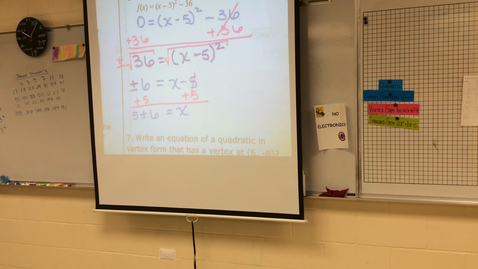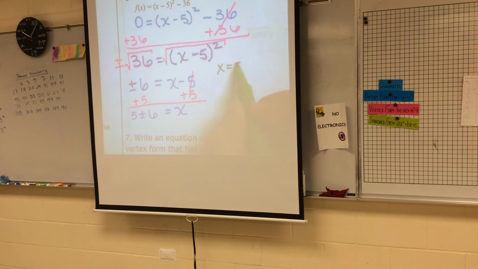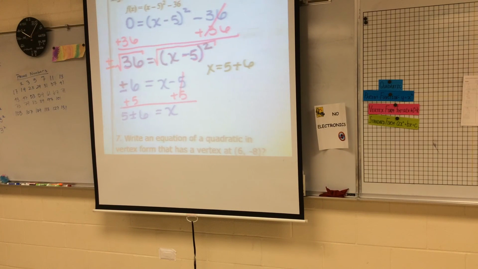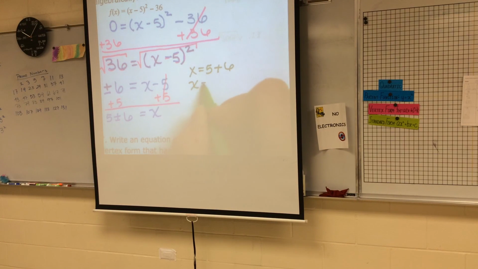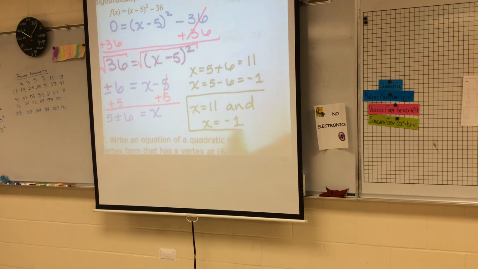So I have two options here for my zeros, for my solution, right? So I have x equals 5 plus 6, and I have x equals 5 minus 6. What is 5 plus 6? 11. 5 minus 6? Beautiful, negative 1. So my solutions are x equals 11 and x equals negative 1. Perfect.